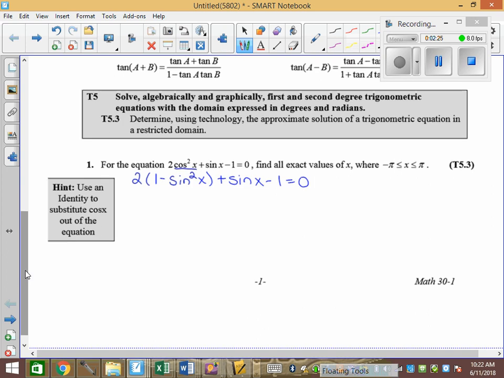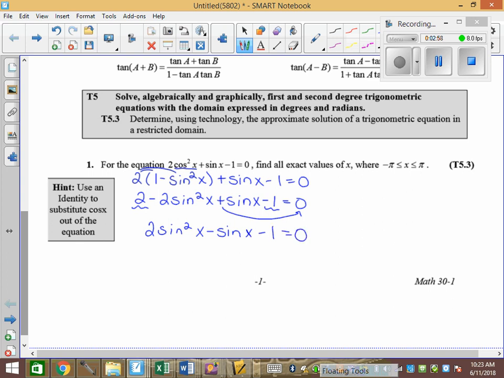That would get us 2 minus 2 sine squared x plus sine x minus 1 equals 0. And then I'm going to move it all to this side. Why am I going to do that? Yes, you have a negative from the 2 sine squared x, and I want it to be positive. So I'm going to get 2 sine squared x minus sine x. And then 2 and negative 1 together is positive 1. But when I move it to the other side, it's going to be minus 1.